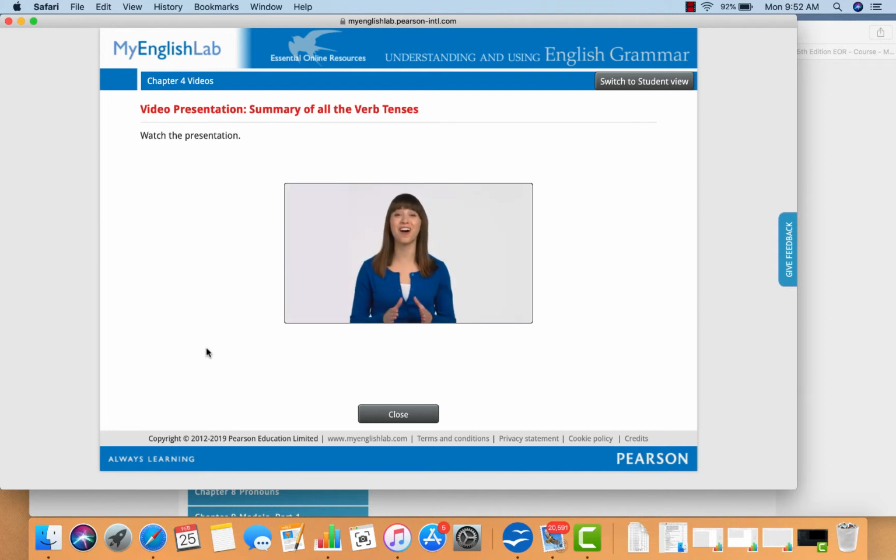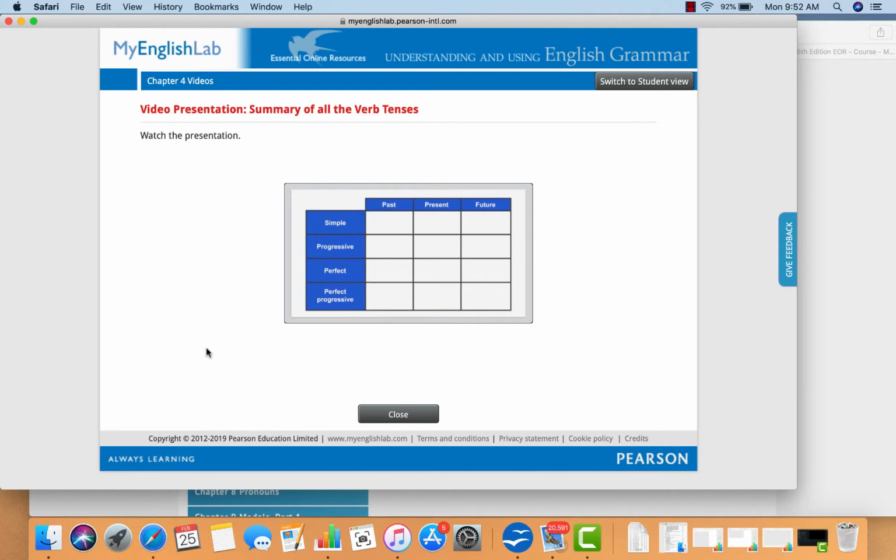Okay, so you have now learned a lot of verb tenses. How about a quick review? We have 3 ways to look at time: the past, the present, and the future. And for each time, we have 4 ways to express the verb: the simple tense, the progressive, the perfect, and the perfect progressive.